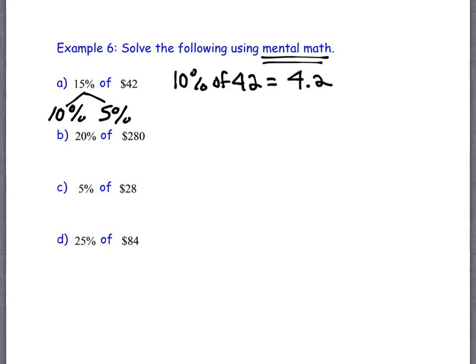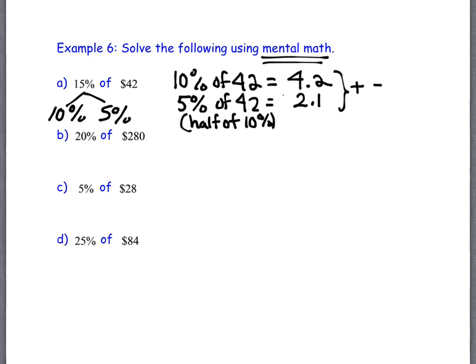4.2. And then what would we do to get 5% of 42? Half that, exactly. So, and I'll just write that and jot this in here. We're going to half of the 10%. So the values that we're actually working with, the 4.2, that would end up giving me 2.1. And then what are we going to do with the 4.2 and the 2.1? We're going to add these together. And if I do that, what do I get?